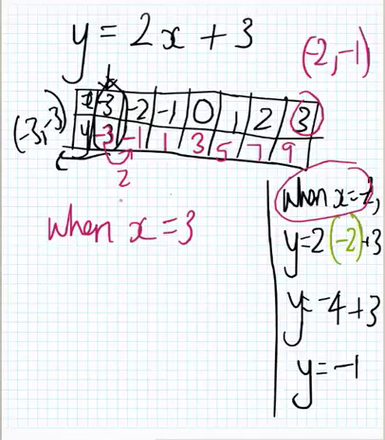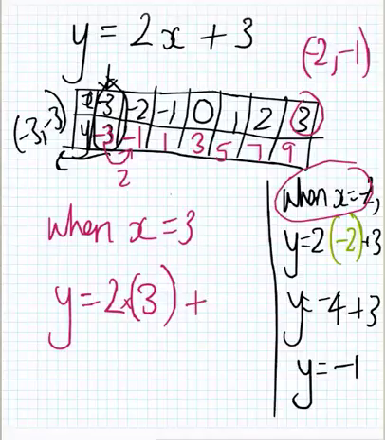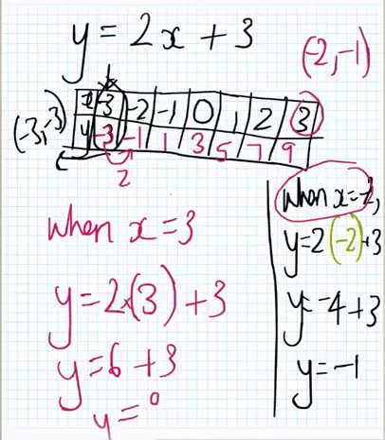So when x is 3, sub it into our equation. Y equals, instead of 2 times x, we have 2 times 3. So times, and then plus 3. 2 times 3 is 6. And we've got 6 plus 3. And look, y is equal to 9. We've done the correct thing.